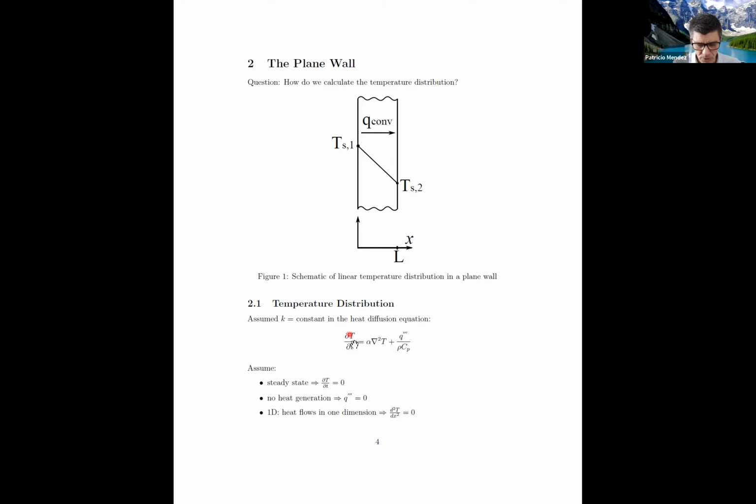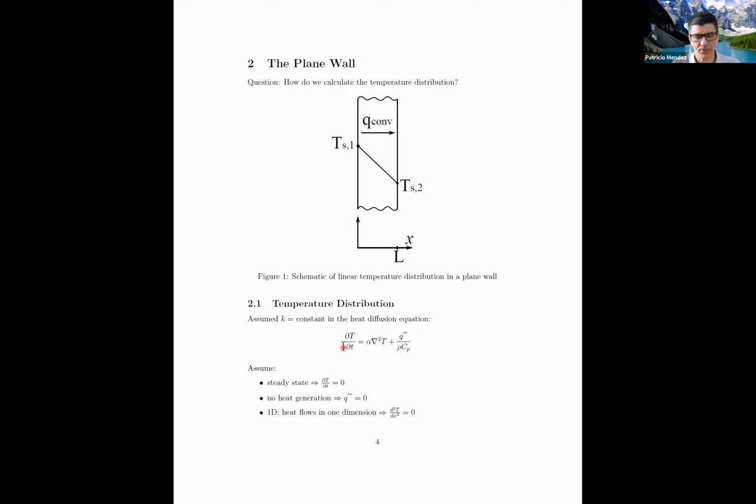This differential equation has three terms, one on the left and two terms on the right. And each of the terms has a function. The term on the left was transient. The first term on the right-hand side is conduction. And the rightmost term here is internal heat generation.